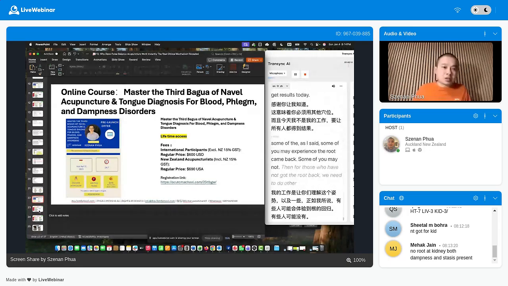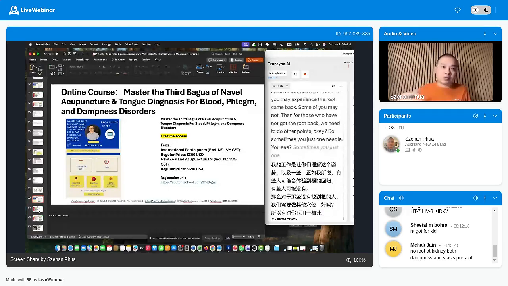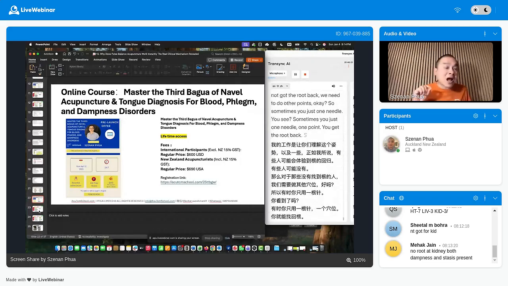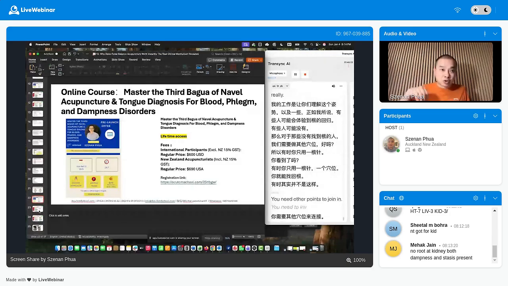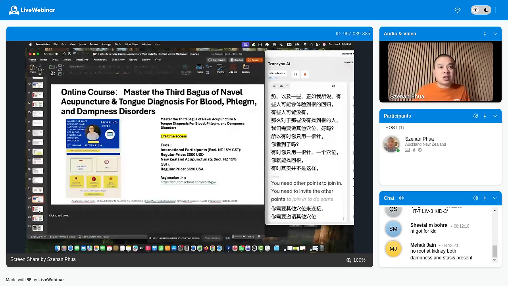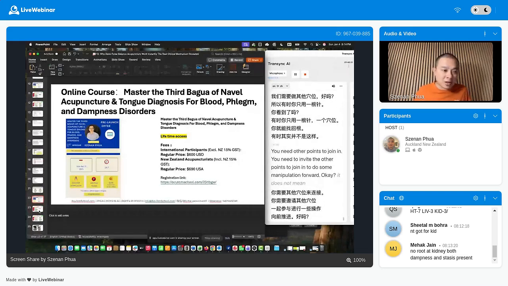Okay, so sometimes it's just one needle, 1 point, and you get the root back. Sometimes not really, you need other points to join in. You need to invite the other point to join in to do some manipulation for it. Okay, it does not mean you have to do a strong manipulation.